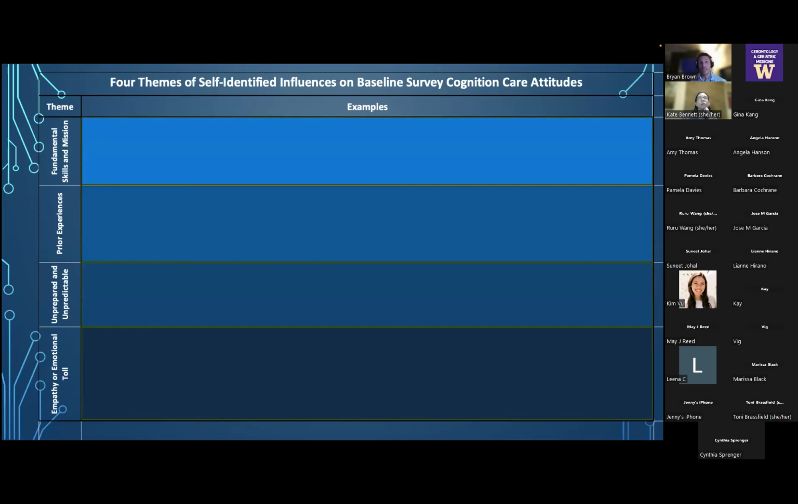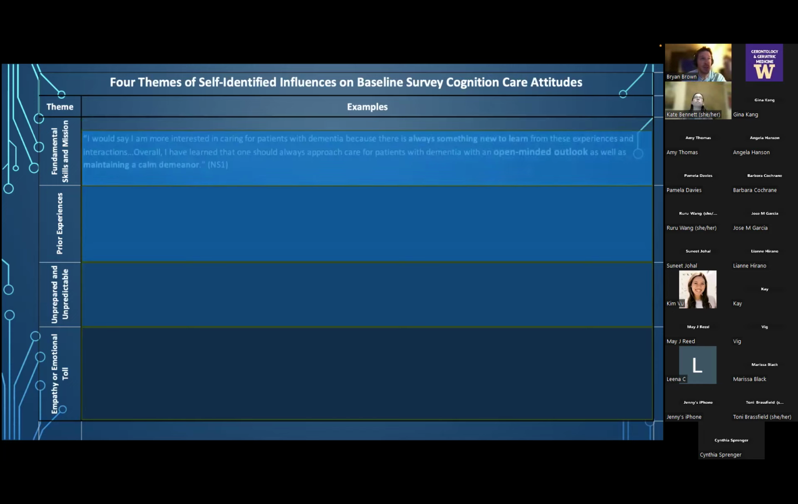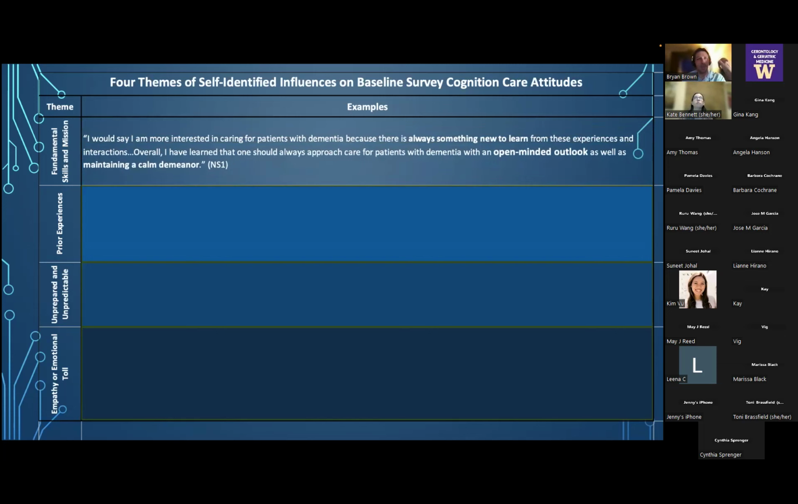Another form of needs assessment we had was a pre-survey at the first site at the community college when we rolled out the video. So we were able to ask in a survey form, what things impact your feelings about caring for older adults and careers related to geriatrics. And in that case, there were 4 big themes. The first one was that it's related to fundamental skills in their mission. One person talked about how there's always something new to learn and they should have an open mind.